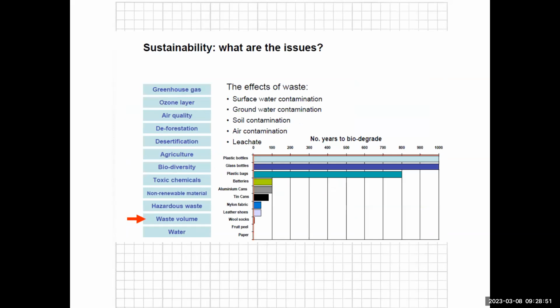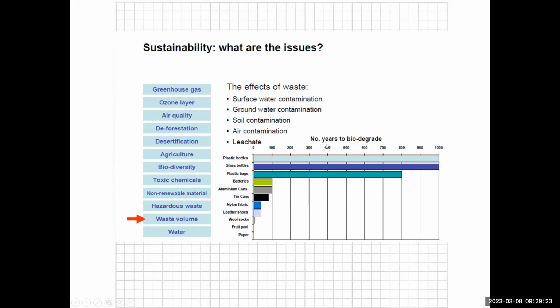All right. So the effects of waste, let's talk about that, because that's one of the big issues is we are creating an enormous amount of waste in which typically we bury. That's what we do, right? This can affect surface water, groundwater, soil contamination, air contamination because of the gases released into the air, and leaching of these potentially toxic materials, right?